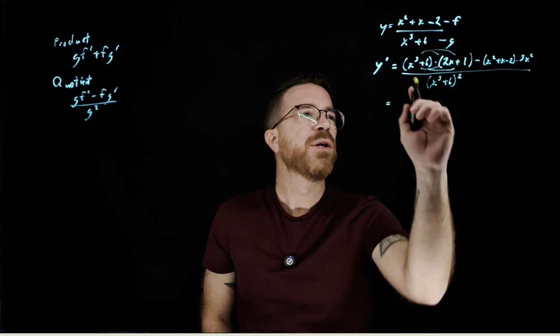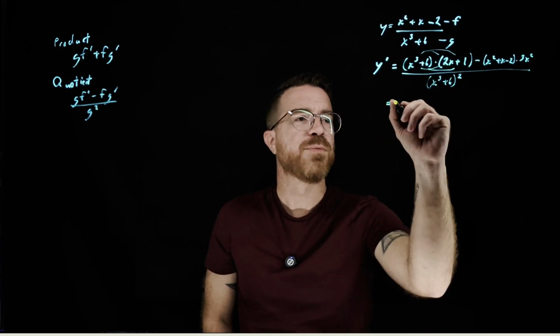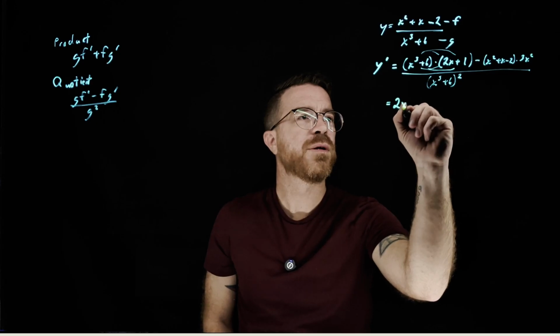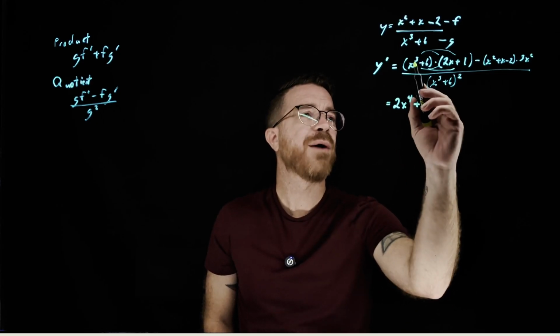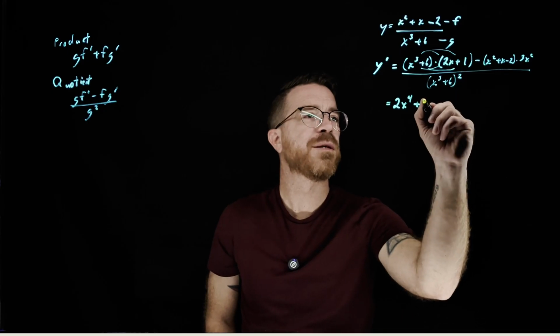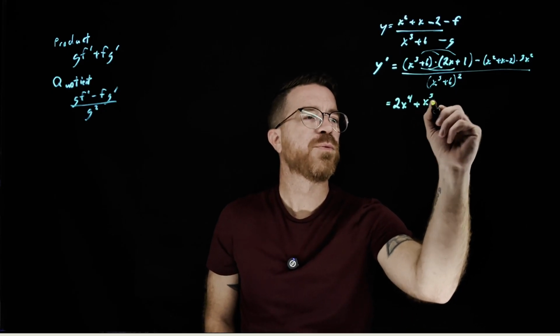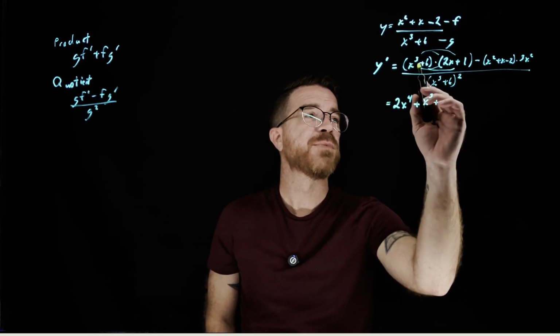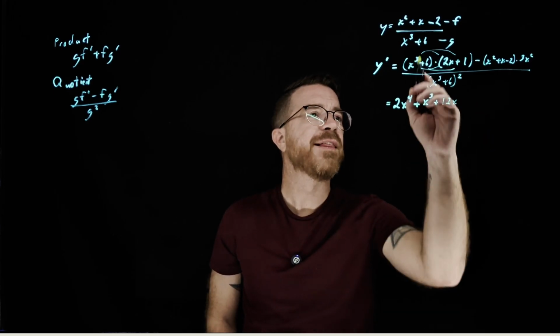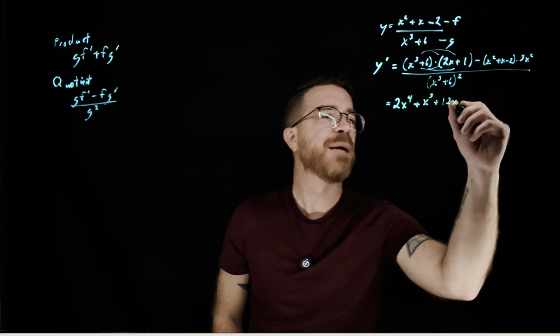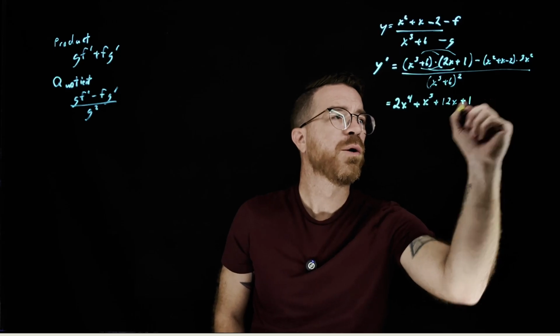So I have 2x times x cubed. This is going to be 2x to the 4th power. Plus, now we're going to do our outer terms. X cubed times 1 is going to be x cubed. Now we're going to do our inner terms. 6 times 2x is going to give me 12x. And then I'm going to do my last terms. 6 times 1 is going to be plus 6.